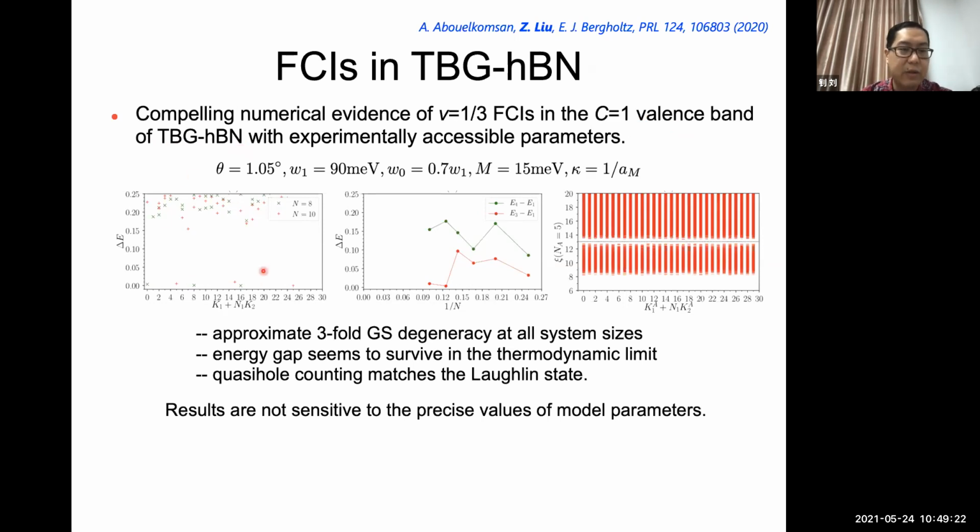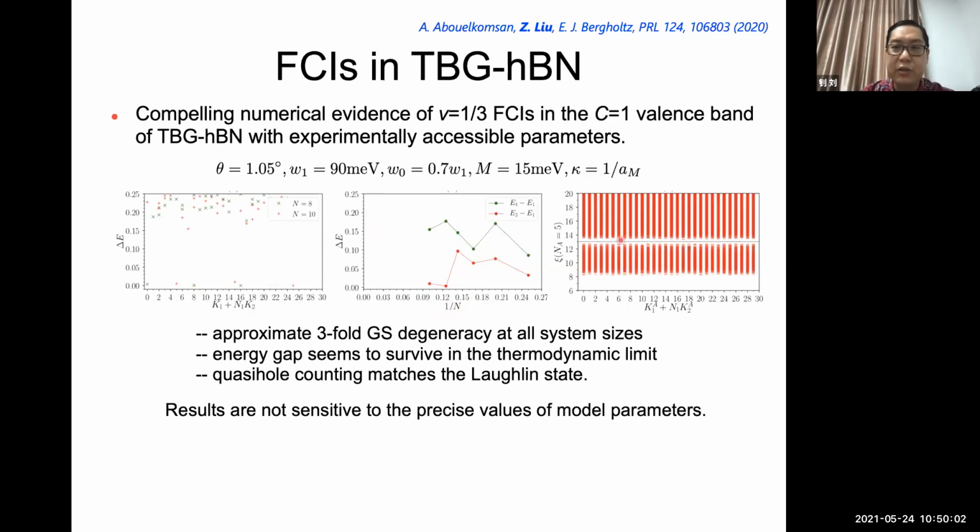So this is the energy spectrum. We find for different system sizes, for example, 8 and 10 electrons, we always have 3-fold degeneracy for the ground state, and these states are separated from higher states by a finite energy gap. And if we do the finite size scaling of this energy gap, these green dots, we find they probably go to a constant when the system size goes to the thermodynamic limit. And here we also make a scaling of the splitting between these three ground states, and we find their splitting decays with the increasing of the system size, so the degeneracy indeed becomes better and better.